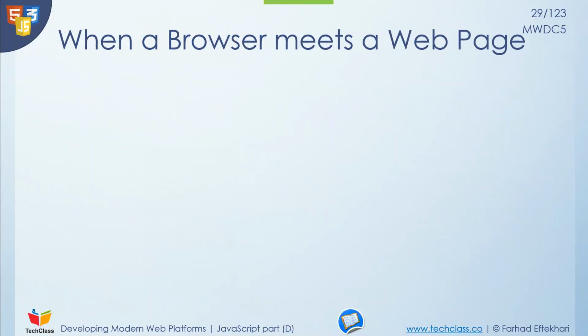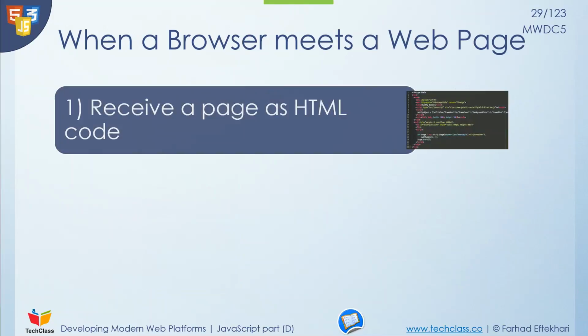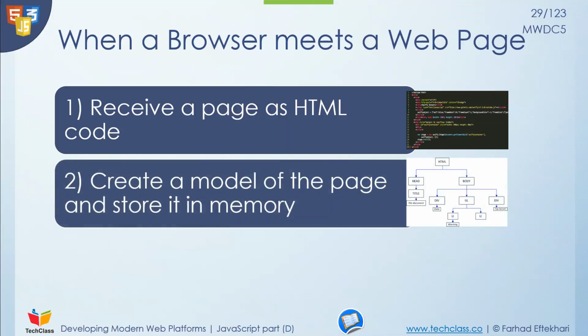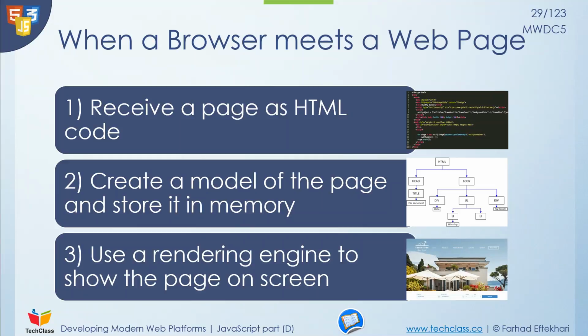Now let's understand what will happen when a browser meets a web page, and what are the steps that the browser needs to go through in order to show you a web page. First of all, a browser receives a page as HTML code. And then the browser creates a model of the page and stores it in memory according to the elements of the HTML and attributes and all of these different characteristics of the elements of the HTML. And then it uses a rendering engine to show the page on the screen.